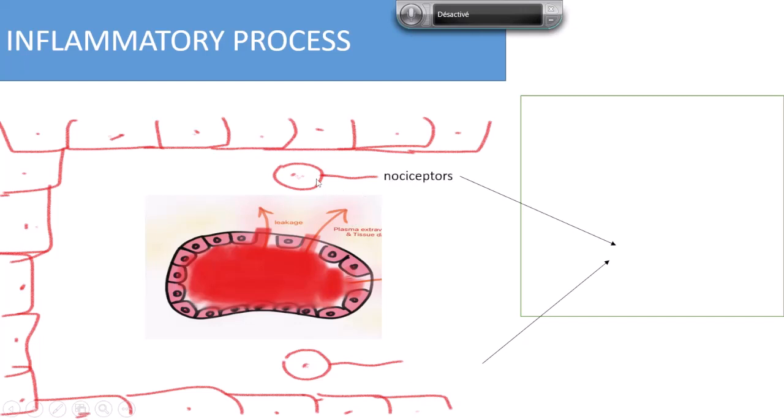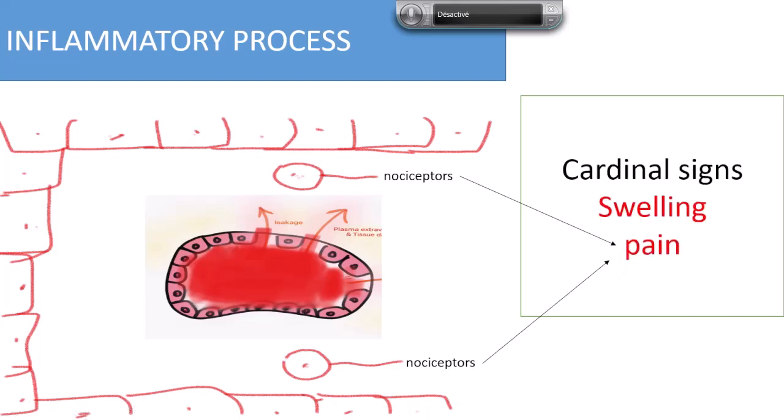What are these two guys right here? Okay, they are called nociceptors, or pain receptors. So once this fluid that has escaped from the blood vessel accumulates in this interstitial space, the swelling compresses these pain receptors, leading to the sensation of pain. So we have seen two cardinal signs, swelling and pain, due to changes in vascular permeability.